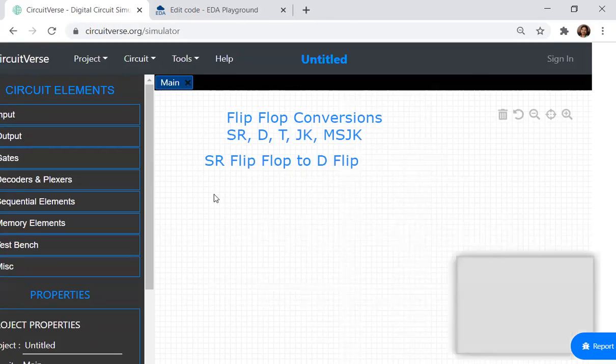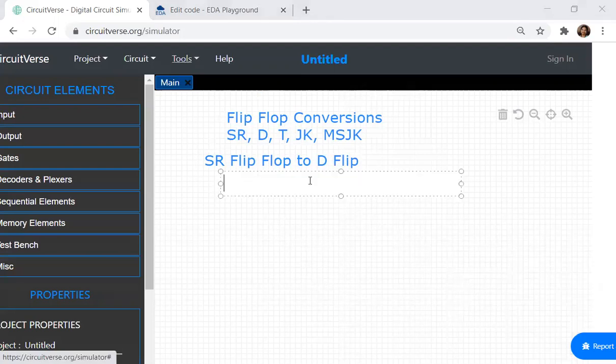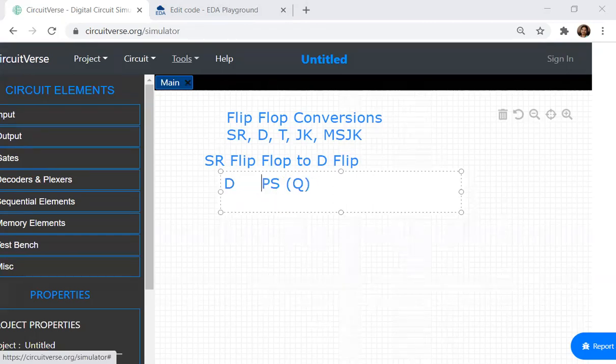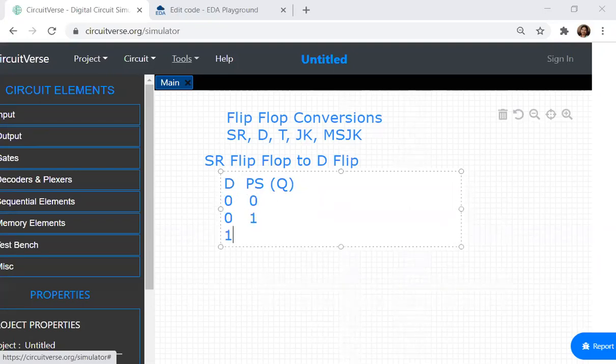Now let me write. First we have to write D, and then we have to write the present state input, which is nothing but Q. Then see, this is two inputs, D and present state. So how many combinations will we get? Two variables, so definitely we will get four combinations: 0 0, 0 1, 1 0 and 1 1. Four combinations, right?